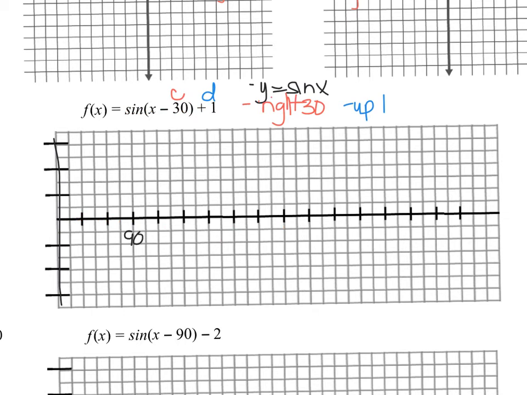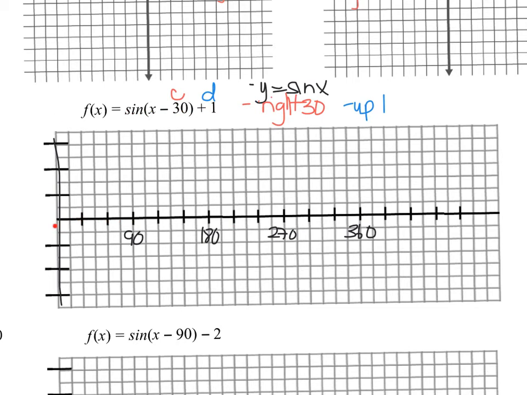And then we're going to do another 30, 60, and then 180. And then I add another 90, and we've got 270, and add another 90, and we have 360. So we need to have a good understanding of the original sine graph.